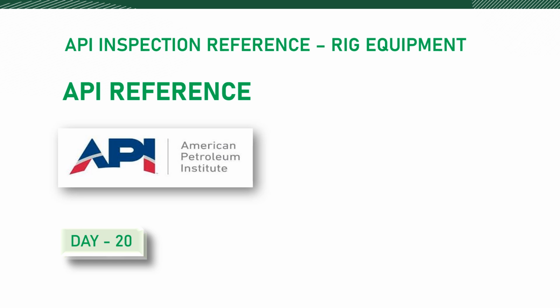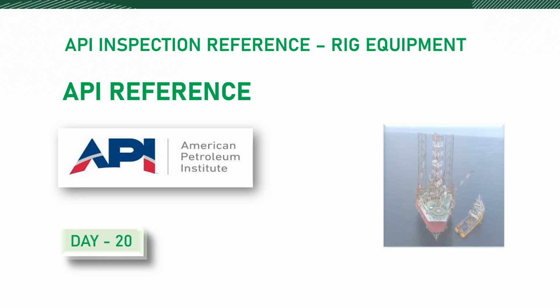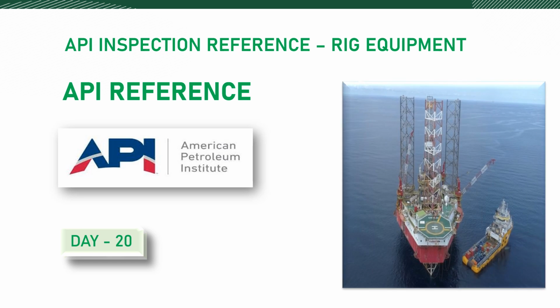Welcome all. Our training topic today is API reference, the API inspection reference for rig equipment. It means the equipment installed in the oil and gas field or petroleum industry. So these are the API standards for maintenance and repair of that equipment.